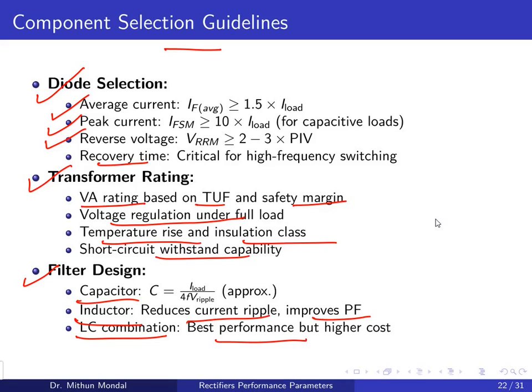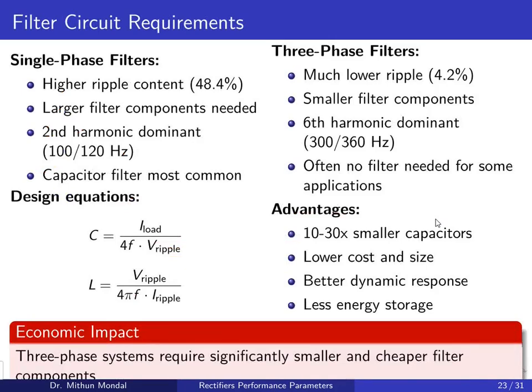So whenever we design a rectifier, we need to have the proper selection of the diodes, transformer, as well as the filter design. Filter circuit requirement for a single phase and three phase, if we compare, then ripple content is higher, which is 48.4% in single phase, but it is much lower ripple in three phase, around 4.2%. Larger filter will be required in single phase as the ripple content is quite high, and smaller filter requirement will be there in three phase for the same reason that the ripple is quite less.